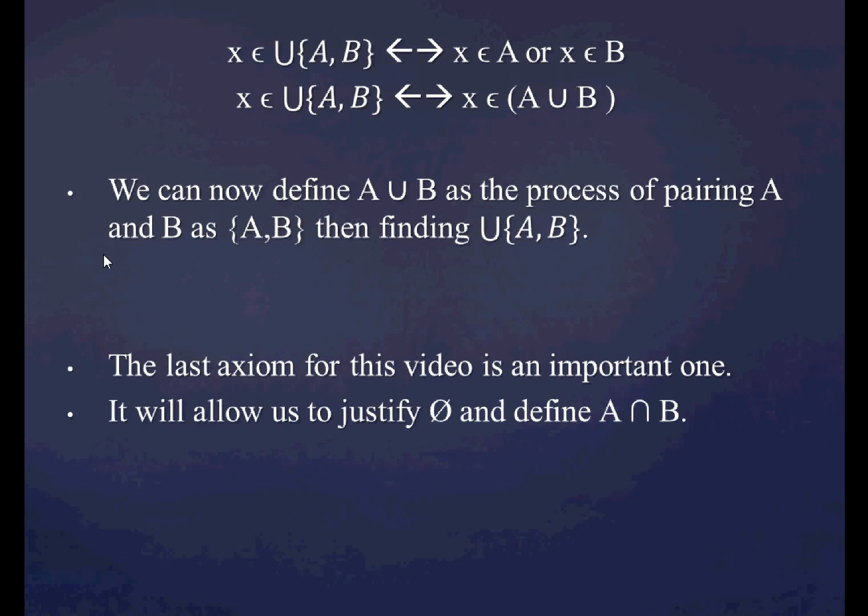So we've talked about 4 of the 5 axioms that I'd like to cover in this video, but the 5th axiom that we're going to cover is quite an important one. And you'll see that after introducing this axiom, we can justify the existence of the empty set. And just like we define A union B, we can now define A intersect B after introducing this 5th axiom.